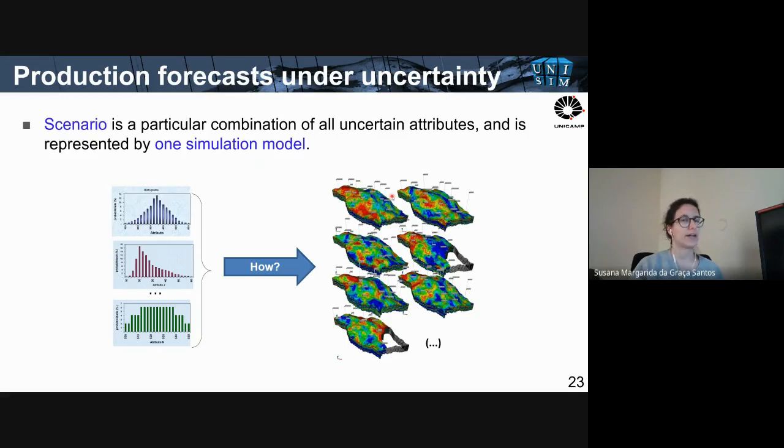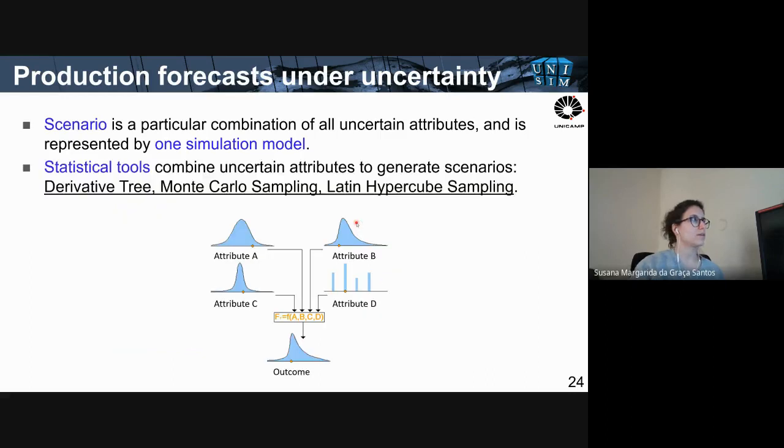In the case of this course, one scenario equals one simulation model, but this is not necessarily true. Basically we have three main classes of ways to do it. We can use the derivative tree, we can use Monte Carlo sampling, and we can use Latin hypercube sampling.